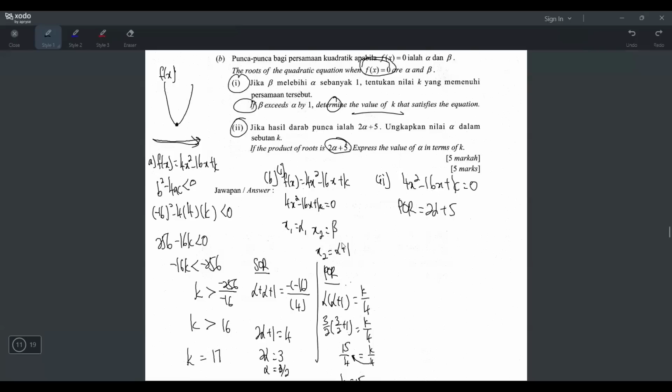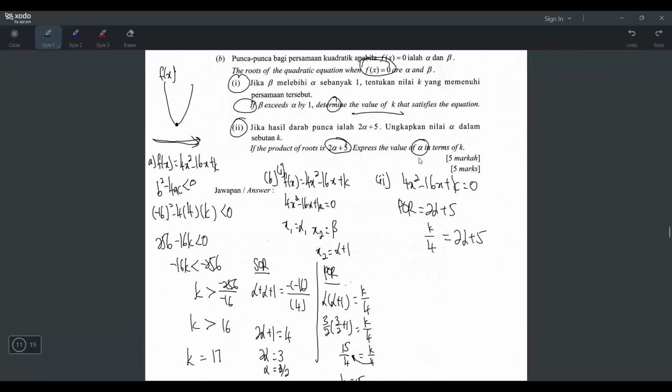So B2, we actually don't know the roots. And also the equation is not complete. But they mentioned the product of root is 2 alpha plus 5. So the product of root is always equals to x1 times x2, right? But we don't know the x1 times x2. Walaupun saya tak tahu dia punya x1, x2, tapi saya tahu bila saya ambil x1 darab x2, I will get C over A. Even though I don't know what x1 and x2 are, I know x1 times x2 is equals to C over A. And you can put in C and A from your equation. So the C is k, the A is 4. So k over 4 equals to like this, right?